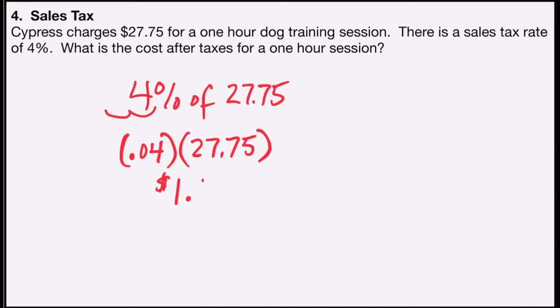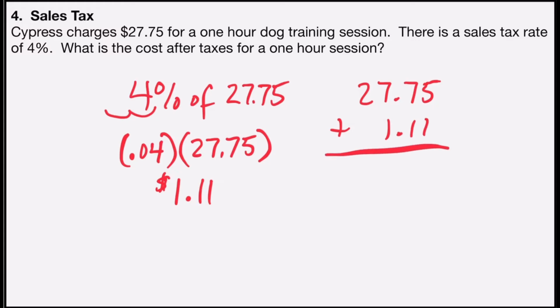going to be $1.11. Now I need to add that to the original price, $27.75, plus the $1.11 in tax. If I punch that into a calculator, I find out that the final price will be $28.86. Once again, I could do this in one step.